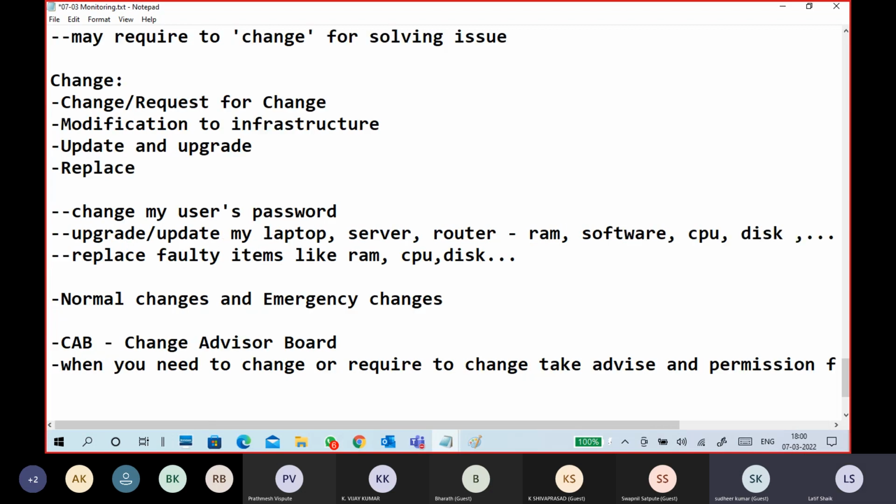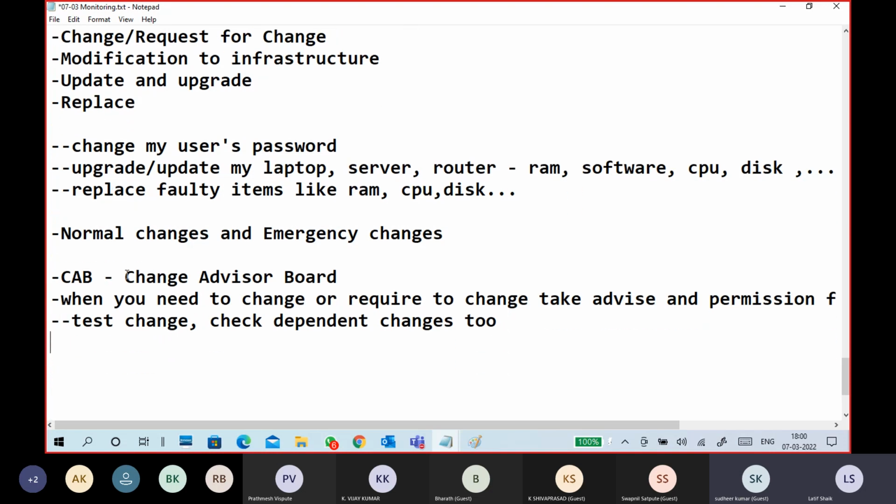So authority means your system admin, network admin kind of stuff. Once the change is important, test the change, check the dependent changes.